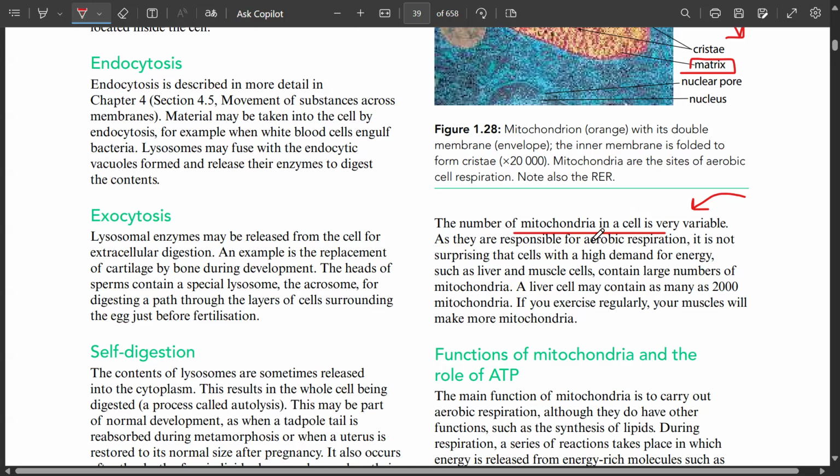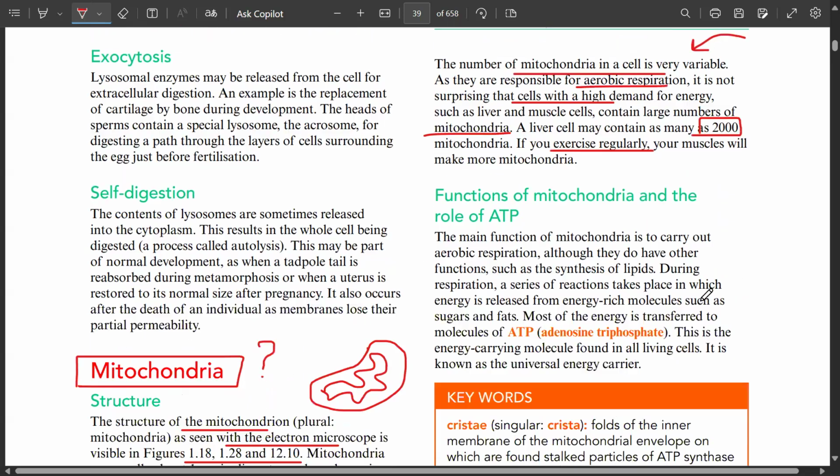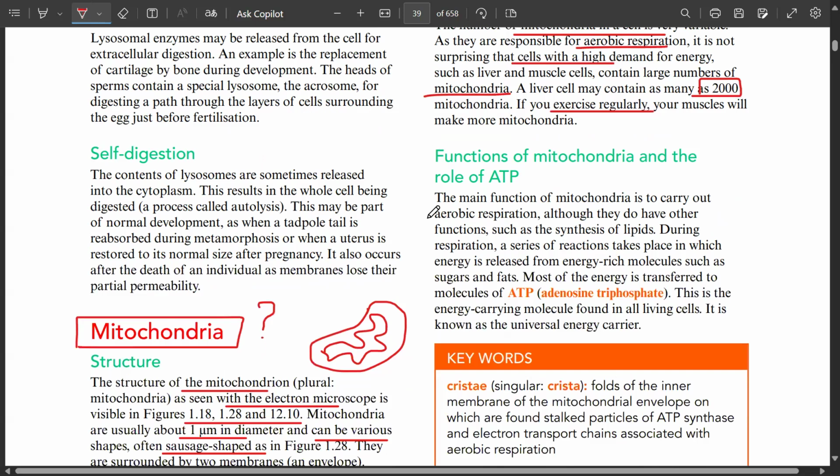And as they are responsible for aerobic respiration, it is not surprising that cells with a high demand for energy, such as liver and muscle cells, contain large numbers of mitochondria. A liver cell may contain as many as 2000 mitochondria. And if you exercise regularly, your muscles will obviously make more mitochondria as well. So the main function was aerobic respiration.